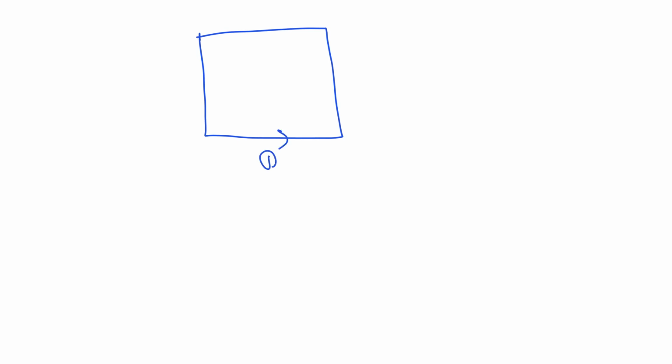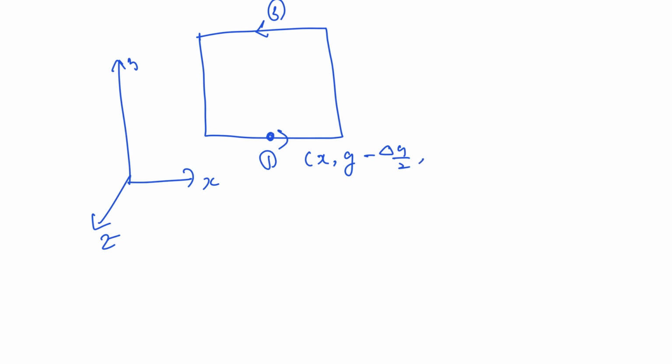This is 1, this is 3. This point is, so this is x, y, this is z. This point is x, y minus delta y over 2, z. And this is x, y plus delta y over 2, z. And the center is x, y, z.